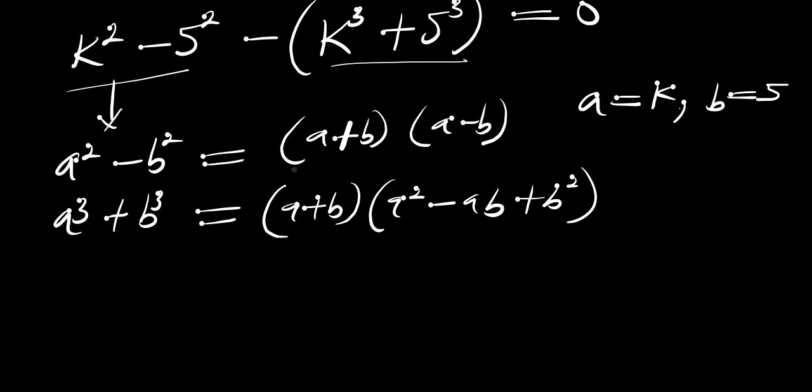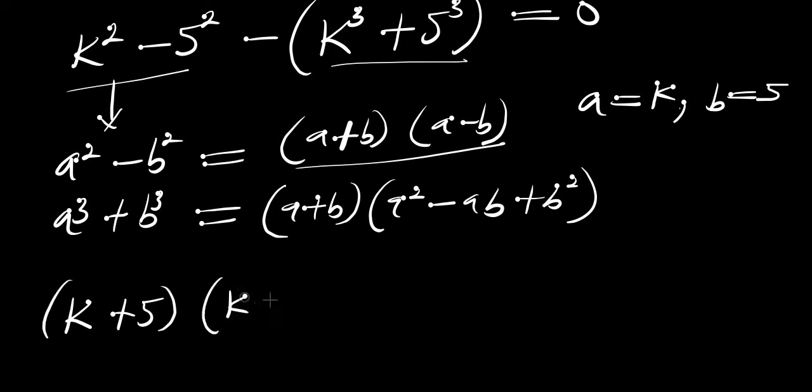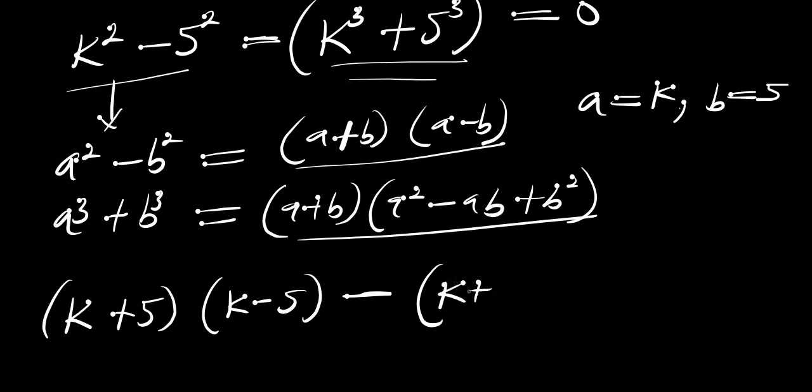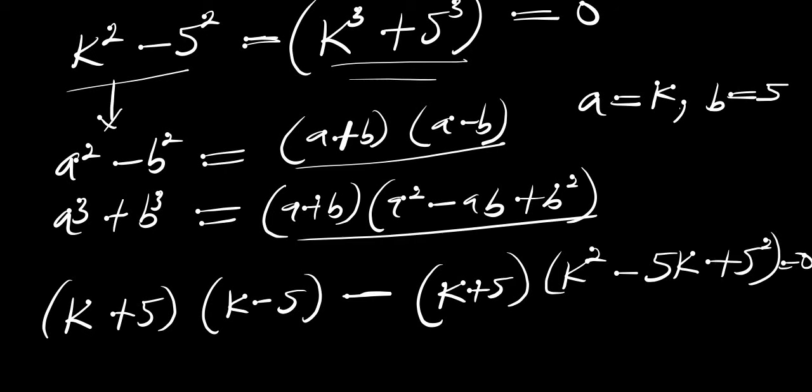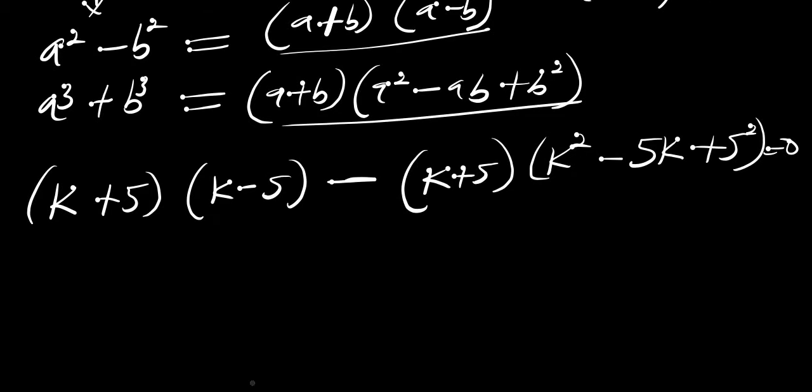We are going to start with the first one. (a + b)(a − b) gives us (k + 5)(k − 5), and there's a minus here. Let's apply the second identity here. We have (k + 5)(k² − 5k + 5²), and everything equals 0. So right now, what are we going to do? We have k + 5 and we have k + 5. We can factor that out.